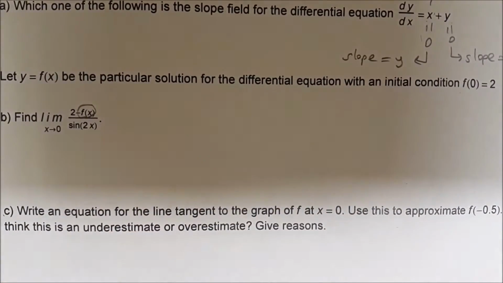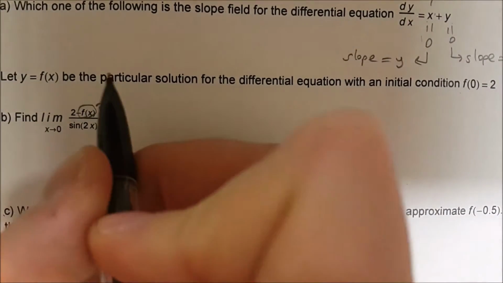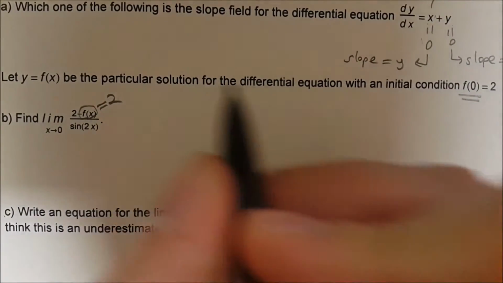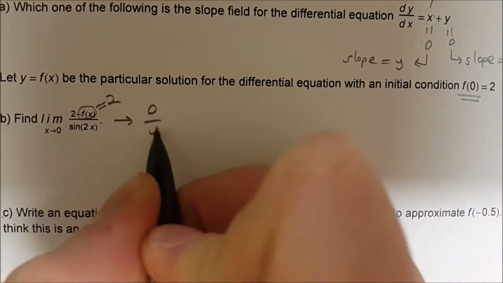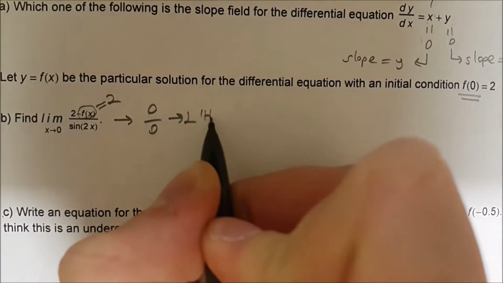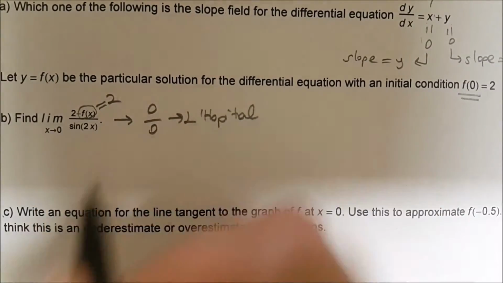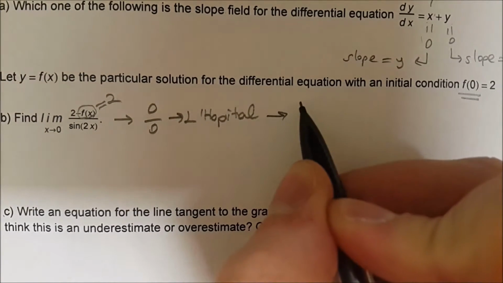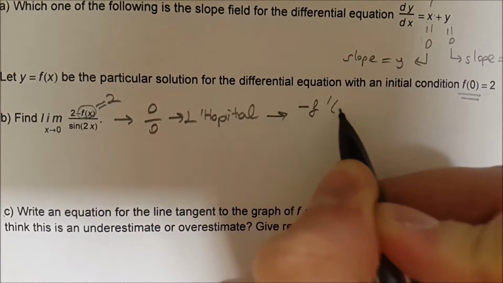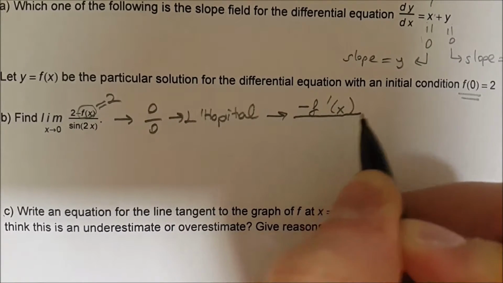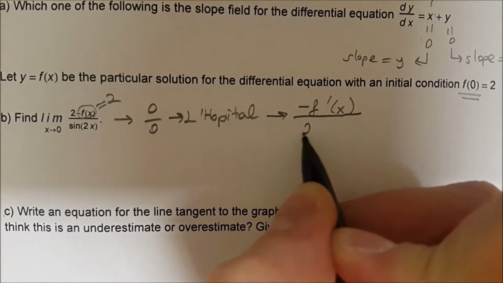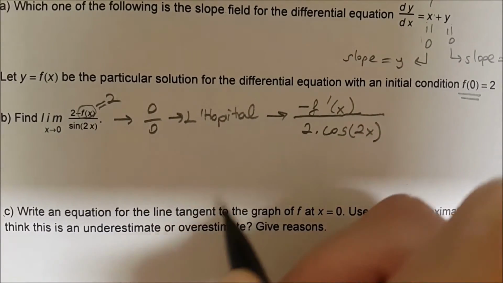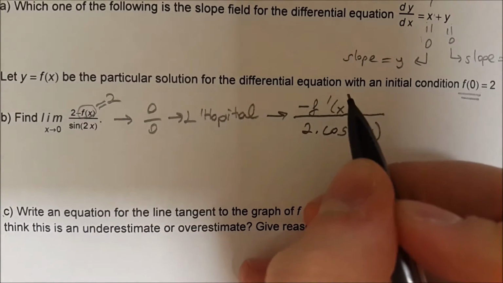In the second question, we are asked to find a solution for a differential equation. So now, if we use our initial condition that when x is 0, y is 2, and if f(x) is 2, and we apply it to what we see, we get 0 over 0, which means that we need to use L'Hopital in order to solve this question. Now the derivative of the upper side would be negative f'(x), and the derivative of the denominator would be 2 times cosine 2x.